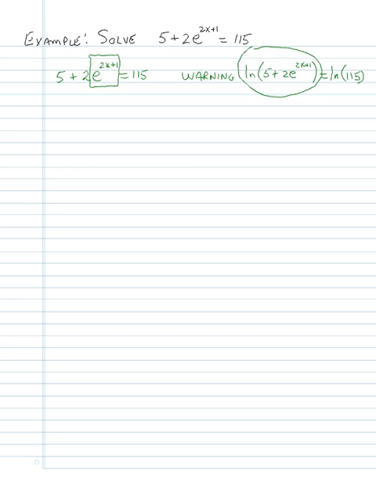And so in our equation here, the first thing we need to do is get rid of that 5 that's on the left side. And we would do that by subtracting 5 from both sides. And so we would have 2 times e to the power 2x plus 1 is equal to 110. Now, we could go further by dividing both sides by 2, and that would leave us with e to the power 2x plus 1 alone on the left side, and of course we'd have 110 divided by 2, which is simply 55, isn't it?